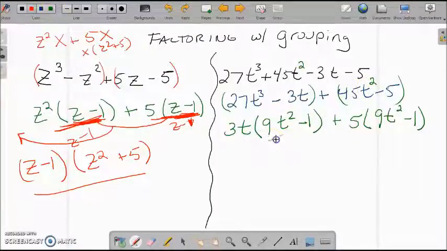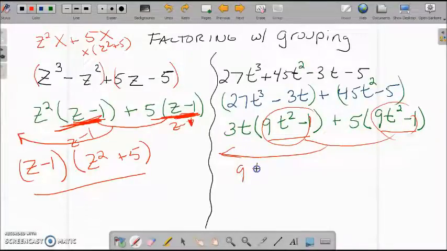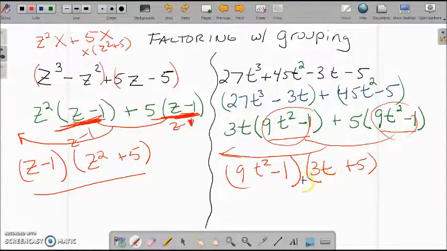Now I've got this and this, same as we had the z minus 1. I can factor this and this out. Okay. So that's 9t squared minus 1. And then I'm left with the 3t plus 5. Okay. Also, double check. You may not be done yet. Right here, I've got the difference of two squares. This is a perfect square, and that's a perfect square. So I can actually factor that into 3t plus 1 times 3t minus 1. And then you still have the 3t plus 5.